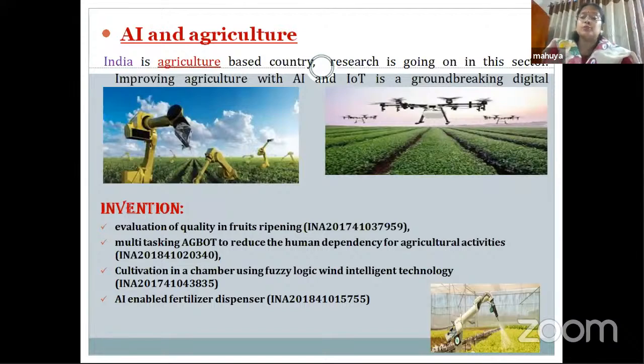We are using different machines, and likewise we have to develop AI in machinery. We found that the evaluation of quality in fruit ripening already has a patent filed in India. It has an Indian patent number. Another is a multitasking agbot to reduce human dependency for agricultural activities.